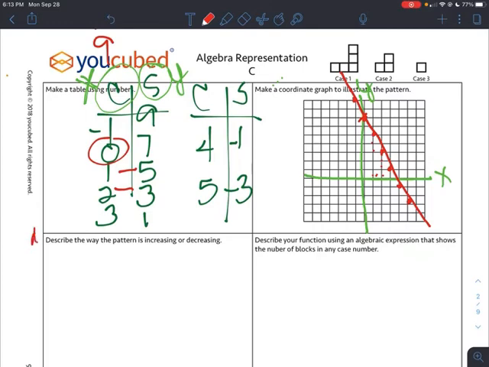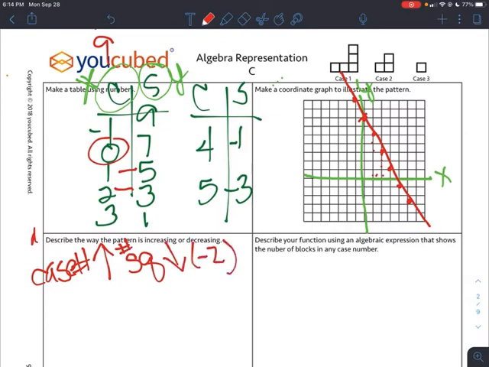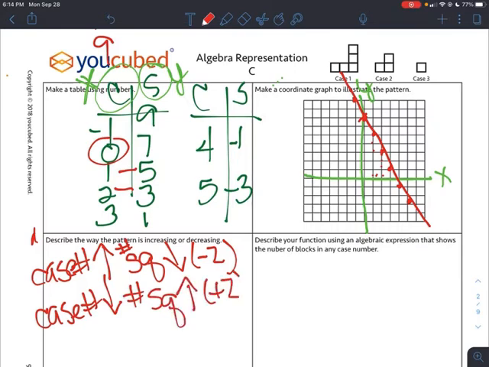And then I come down here, and I'm going to describe the way the pattern is increasing or decreasing. So what I'm noticing is that when the case number increases, the number of squares decreases by 2. And as the case number decreases, the number of squares increases by 2. So this is going to be words. And if you want to use symbols, that's fine, as long as it's understandable. Or you can write out whole sentences. That's also fine.